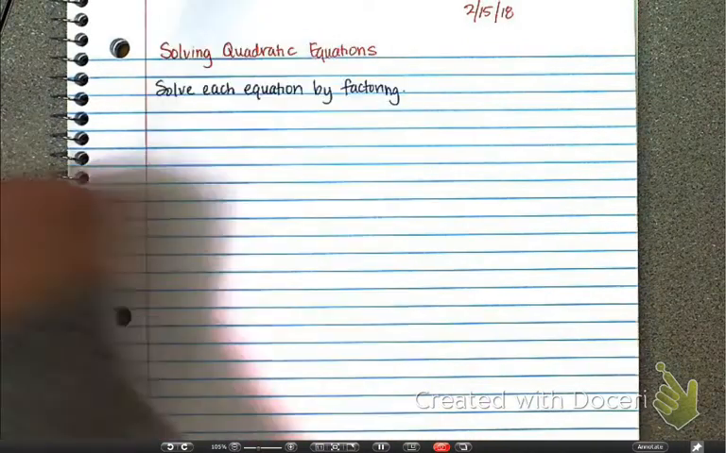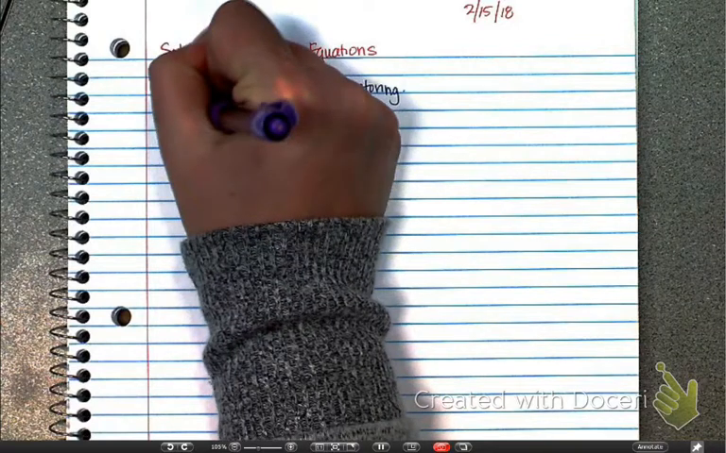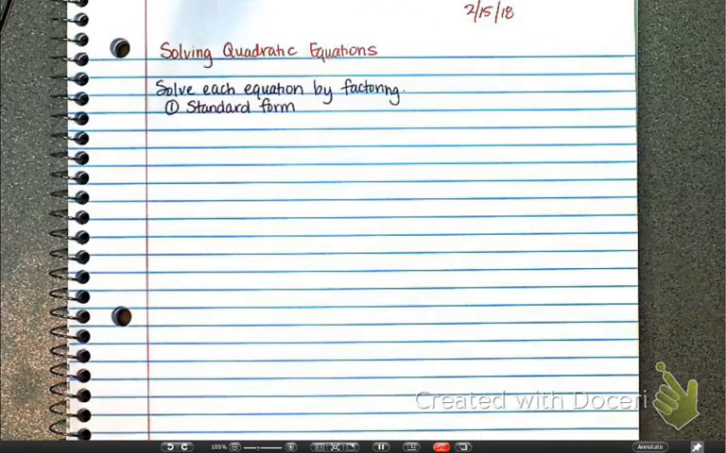So the first thing that we need to look at is our equation in standard form. We know what standard form is, correct? What's standard form? Okay, so ax squared plus bx plus c, but highest exponent to constant, right? We've dealt with standard form. You need to make sure your equation's in standard form.